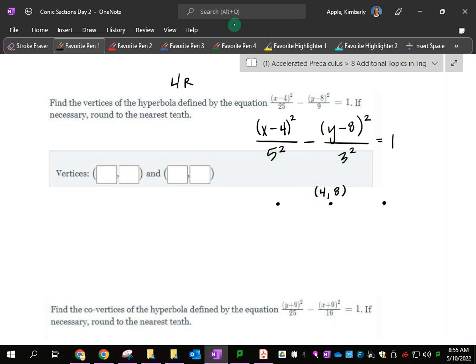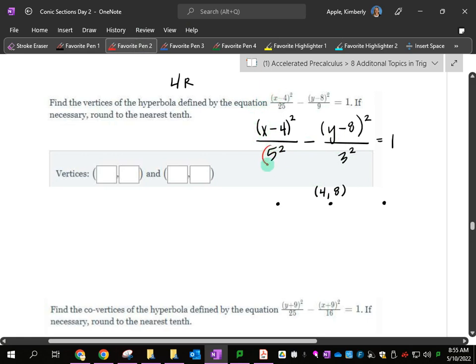So which one of these is A and which one is B on the bottom? 5 is A. And which one is B? Obviously the other one, right? All right, so what letter describes the distance from the center to the vertices? A, so this would be center plus or minus A. All right, so this distance is 5. So again, this is the same thing we've been doing. The only difference is we got to make sure that we're interpreting all of this stuff correctly. So if I'm moving horizontally, I'm going to work with this. I'm going to subtract 5, and I'll have -1, 8. And then I'll add 5, and I'll have 9, 8. And so your vertices are -1, 8, and 9, 8.